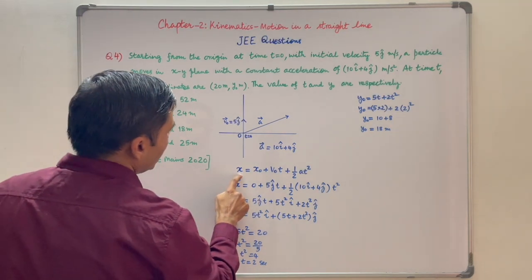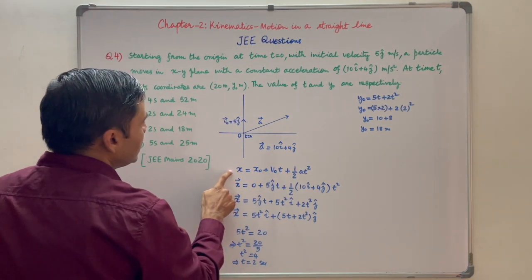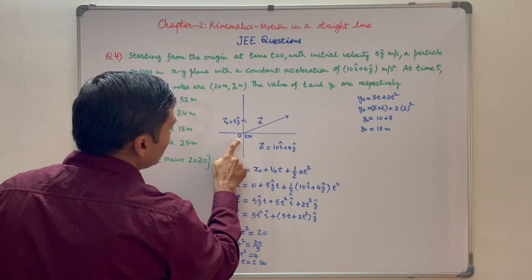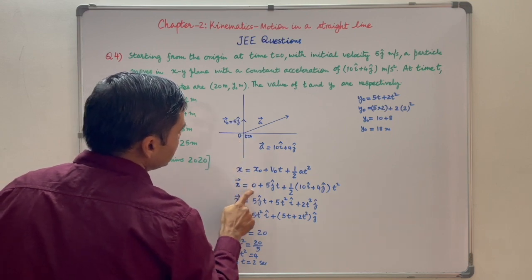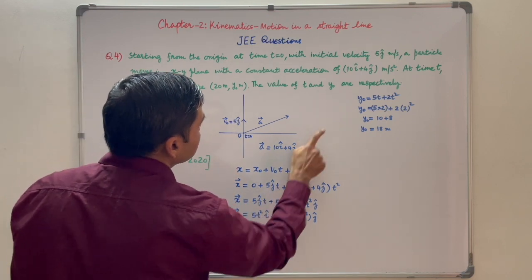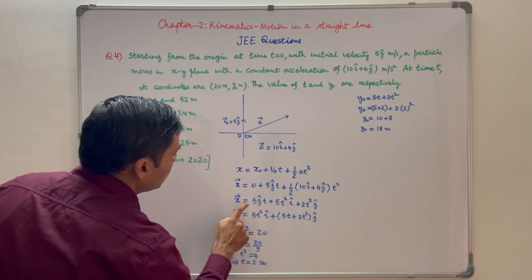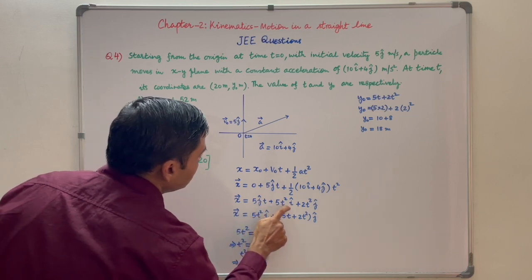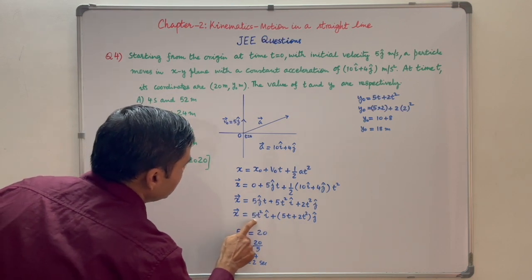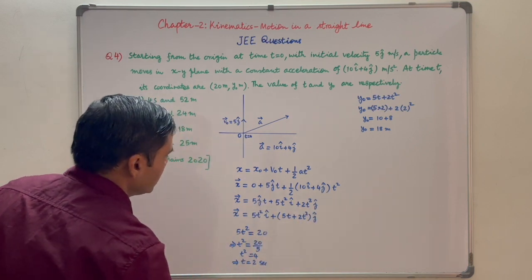So we will use this formula x equal to x0 plus v0t plus half at square to figure out the coordinates of the particle at any time t. So x is equal to x0, which is 0 at t equal to 0. v0 is given as 5j. So 5jt plus 1 by 2, a is given as 10i plus 4j, so 10i plus 4j t square. So x equal to 5jt plus 5t square i plus 2t square j when you solve this. So x equal to 5t square i plus (5t plus 2t square) j when you rearrange the terms.